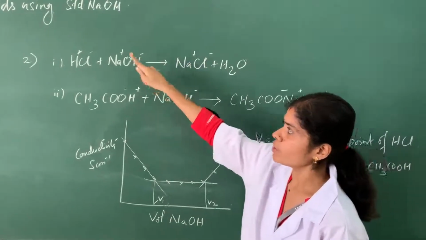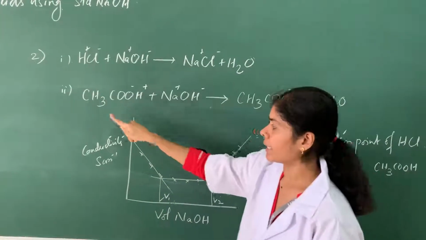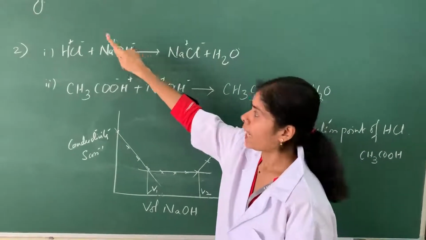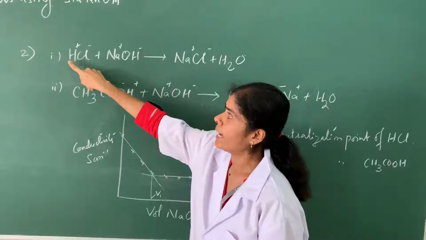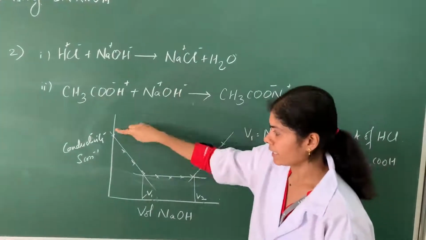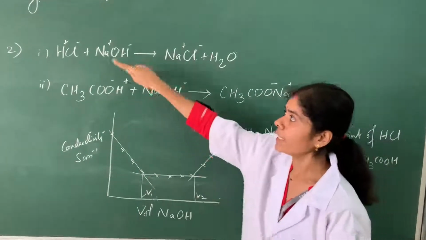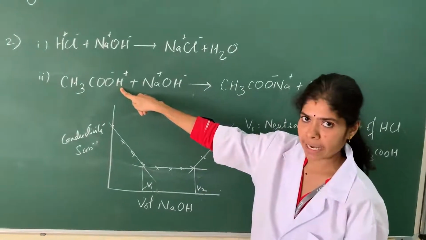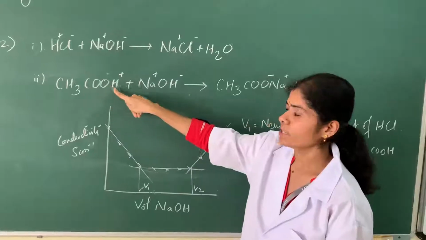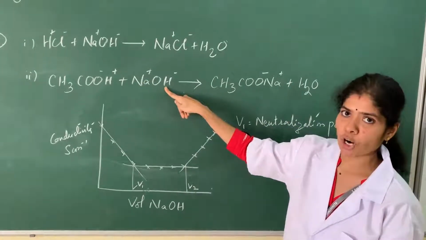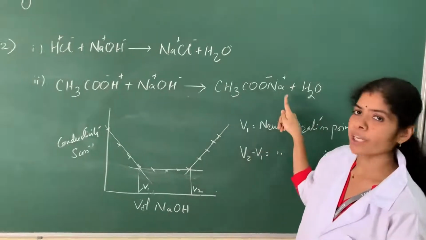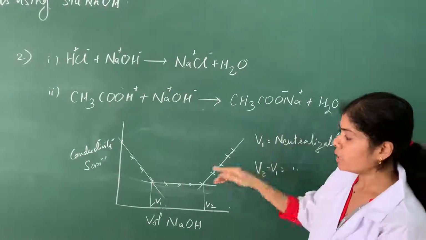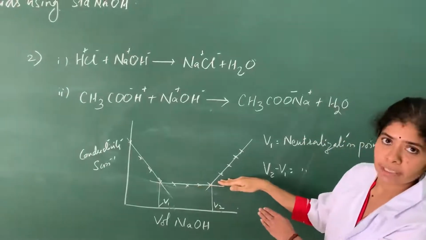This can be explained like this. In the beginning, because of the presence of H plus ion, the conductance is very high. But when titrated with strong base NaOH, due to the replacement of H plus by Na plus, the conductance decreases. When all the HCl gets neutralized, it's the turn of the weak acid to react. The weak acid CH3COOH, when reacted with the strong base NaOH, gives sodium acetate and water.